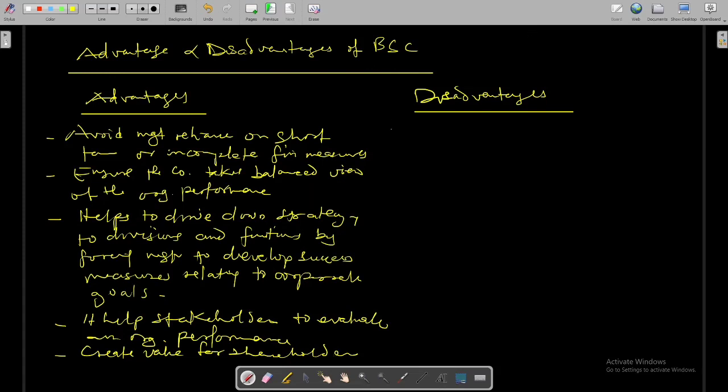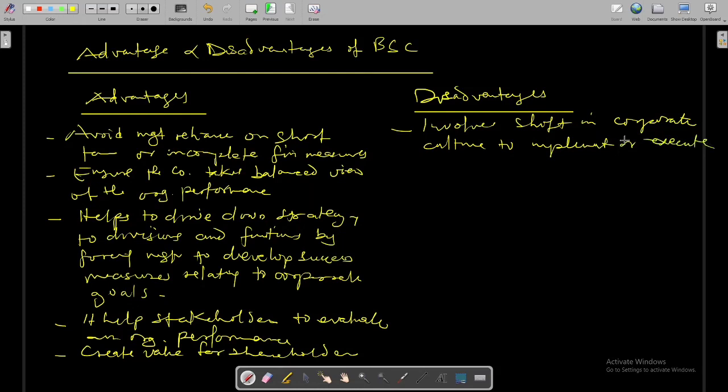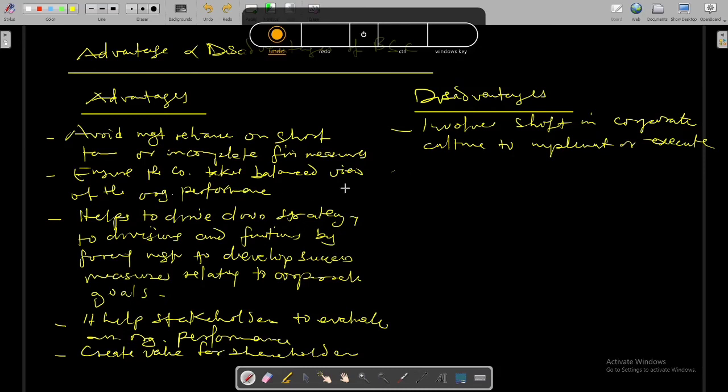Now let's zoom into the disadvantages. The balanced scorecard involves shifts in corporate culture to implement or execute. So when you take an organization that concentrates on the short term, building a balanced scorecard that will help them develop the various aspects of the business over the short and long term will involve a change in the perception and culture of the management as well as the entire organization to implement such a framework.